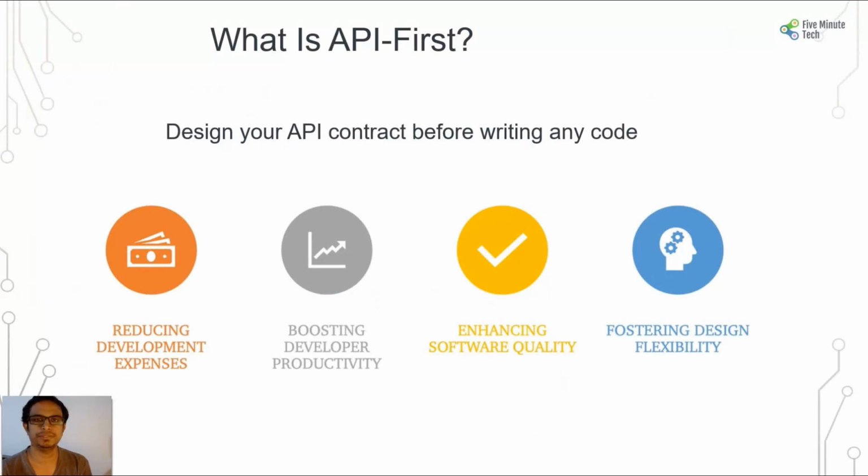So what is API first approach for any development? It means to design your API contract before writing any code. Now, how it helps is it reduces the development expense and it boosts your development productivity and enhances software quality along with fostering design flexibility because you are doing the API designing at first before you start coding the APIs.